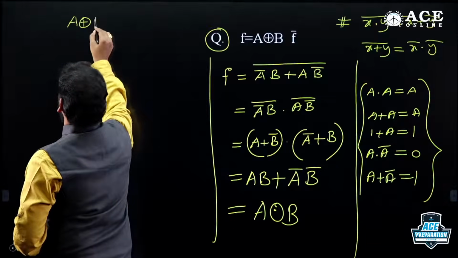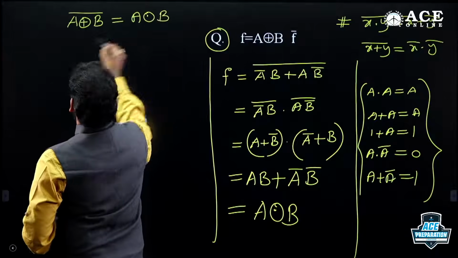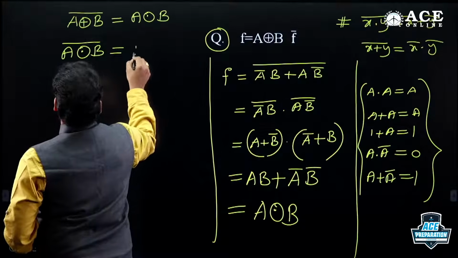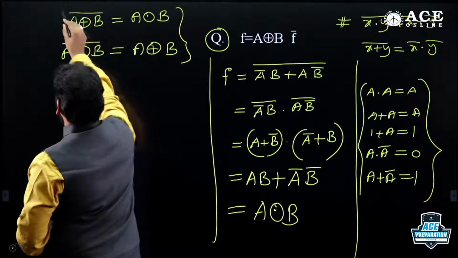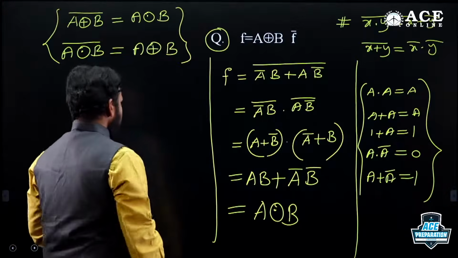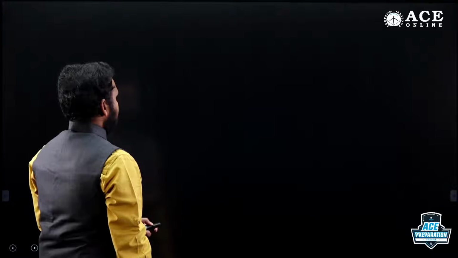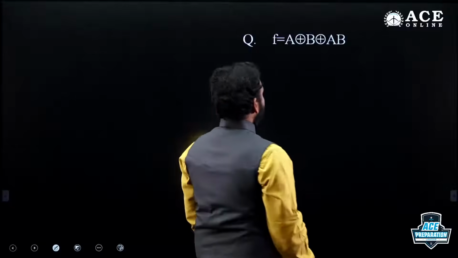A XOR B complement is equal to A XNOR B. Similarly, you can test it. A XNOR B complement will give A XOR B. F is equal to A XOR B XOR AB. Okay, try this problem. You will get A plus B.